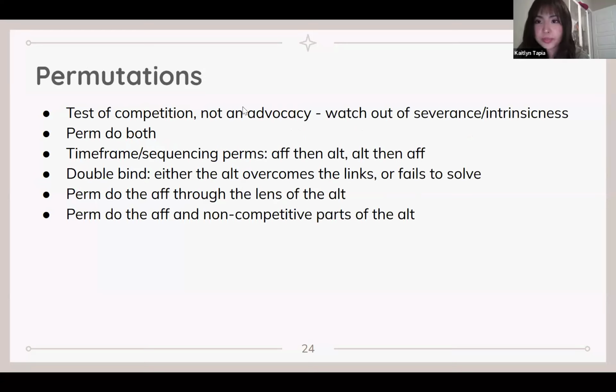Okay. Grady, do you want to go over the perms? You do perms, I'll do theory. Okay, cool. So the permutations, right?